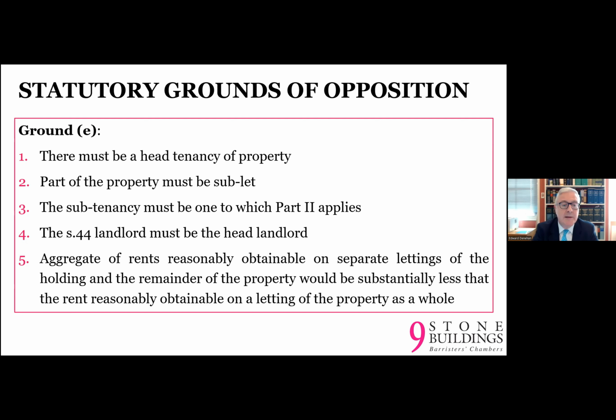So if that's the case, and already we're losing the will to live, that Section 44 landlord must go on to prove that the aggregate of rent reasonably obtainable on a separate letting of the holding and the remainder of the property, so now the holding is the sublet part and the remainder is the rest of the property that's been let, would be substantially less than the rent reasonably obtainable on a letting of the property as a whole. So in my example, if the head landlord can get more for his 3 floors of offices than he can get for 2 and 1 floor of offices in terms of rent, then 5 is satisfied.